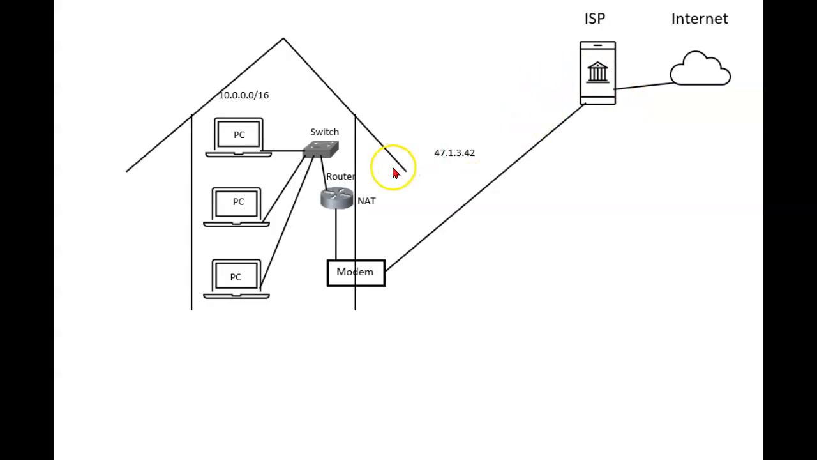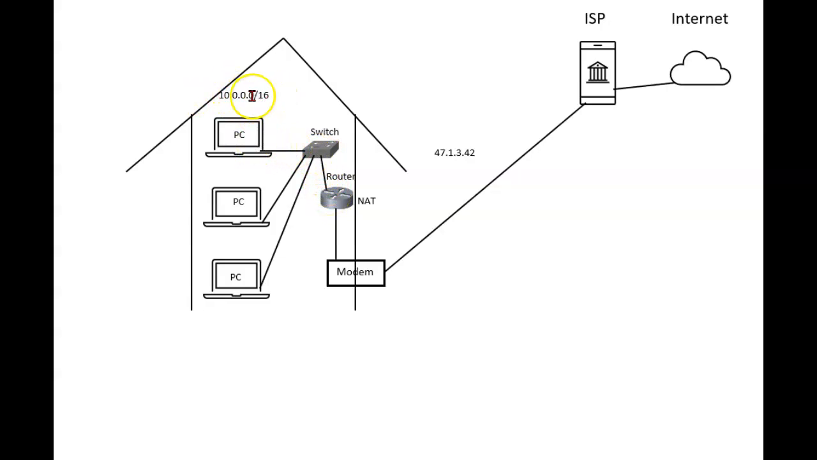Now to the internet, all they know about this PC is it's 47.1.3.42. So when the response comes back, NAT remembers which PC it was and which address it is. We're not going to go into how it knows that, but it does. And so then it translates that signal back again as it goes into here.